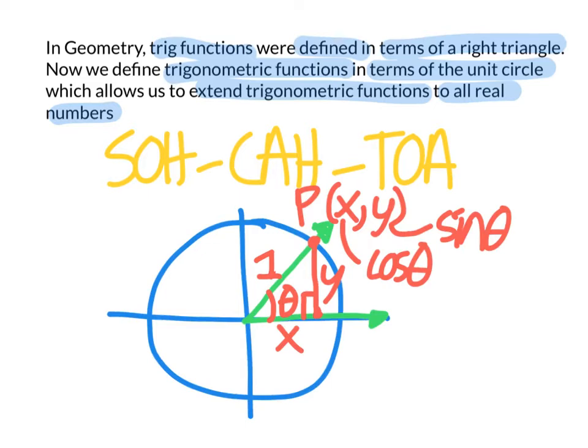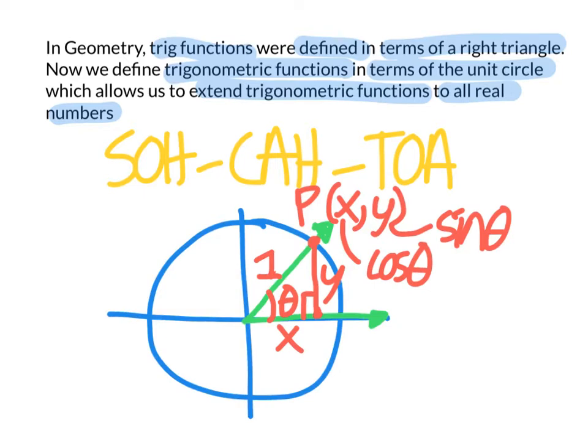Now from geometry, recall the phrase SOHCAHTOA, meaning that sine is in terms of opposite over hypotenuse, cosine is in terms of adjacent over hypotenuse, and tan is in terms of opposite over adjacent. So we can use that phrase to help us define sine and cosine of a real number related to its position on the unit circle.